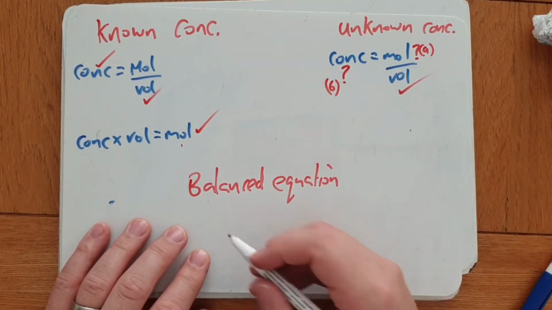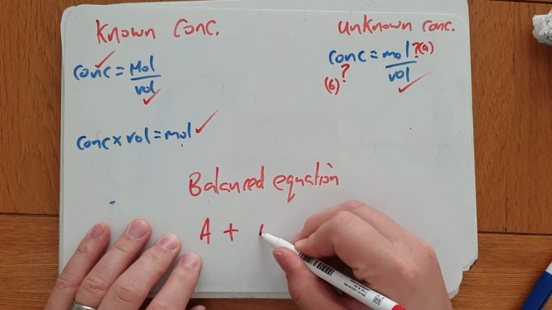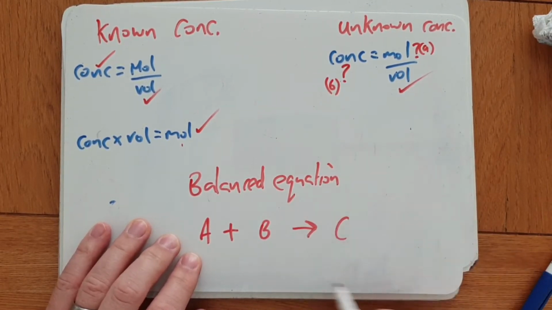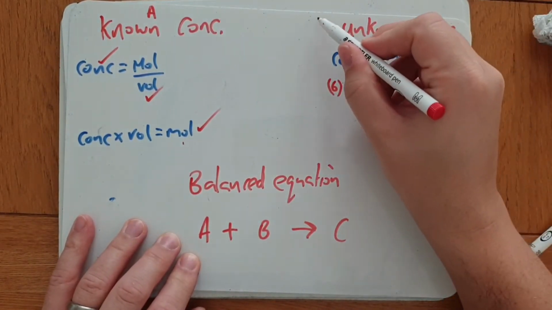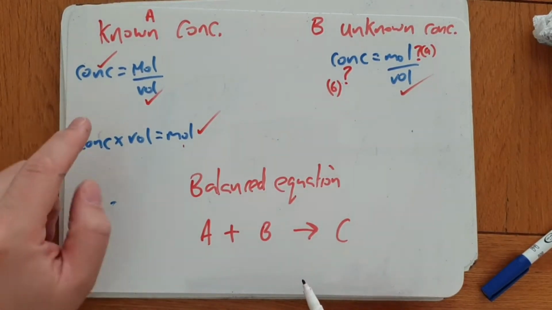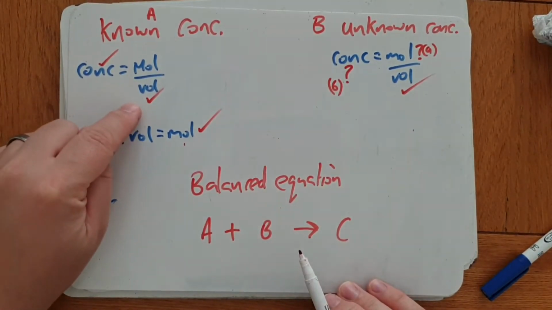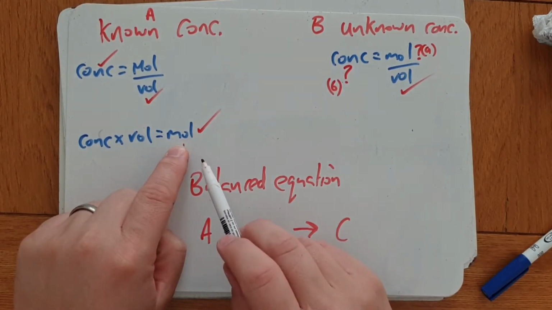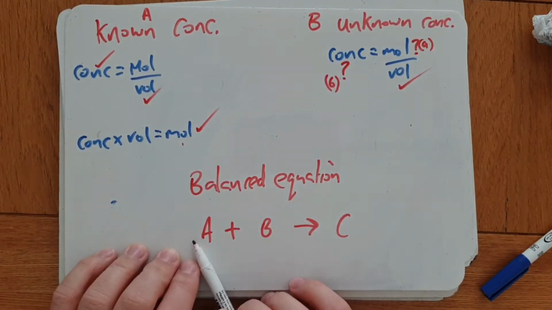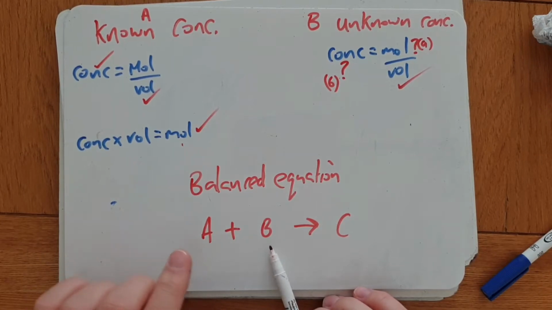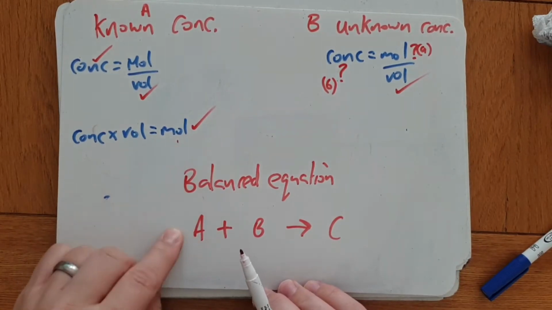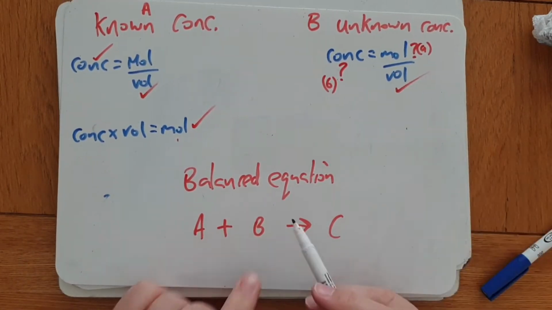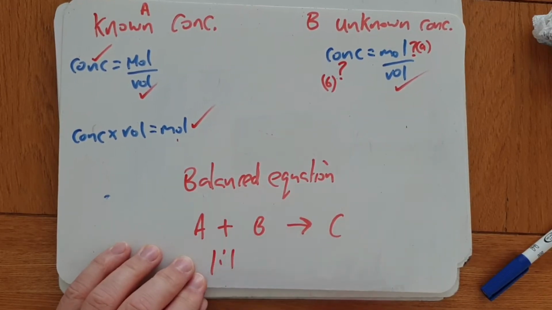Let's say, for argument's sake, it was A plus B makes C. And let's say that solution A is this one, and solution B is that one. So the question gave us the concentration of A and the volume of A. We've used it to work out the moles of A. We come down to our equation. There's no big numbers here, so it's just 1 plus 1. So if we had 1 mole of A, we'll have 1 mole of B. Or if we had 2.7 moles of A, there would be 2.7 moles of B, because the ratio is 1 to 1.